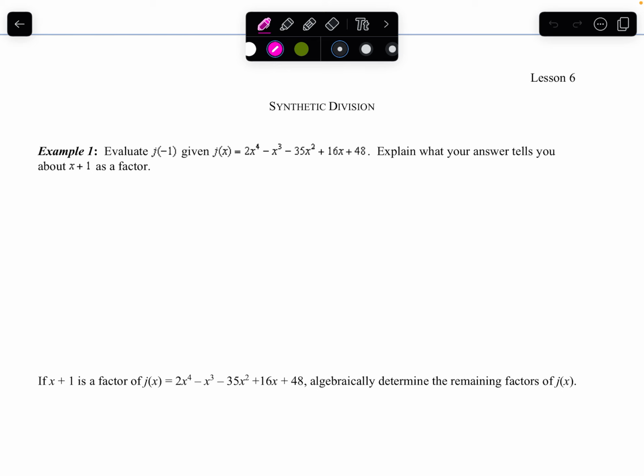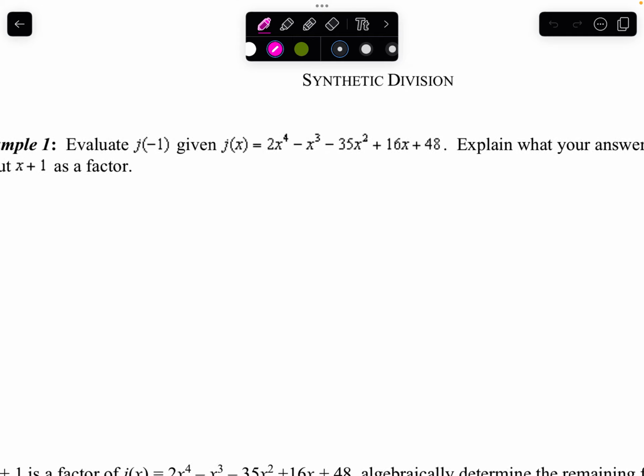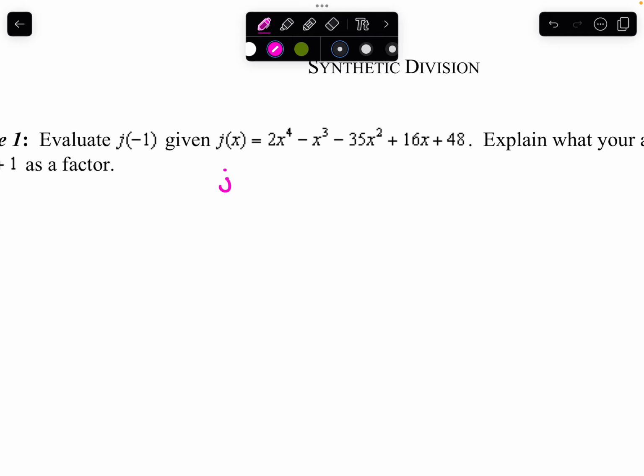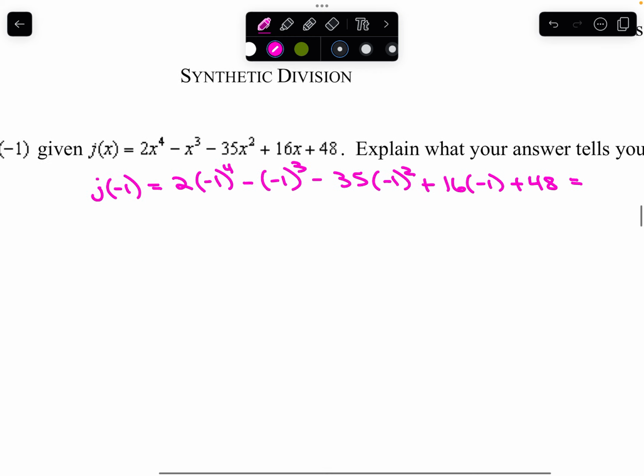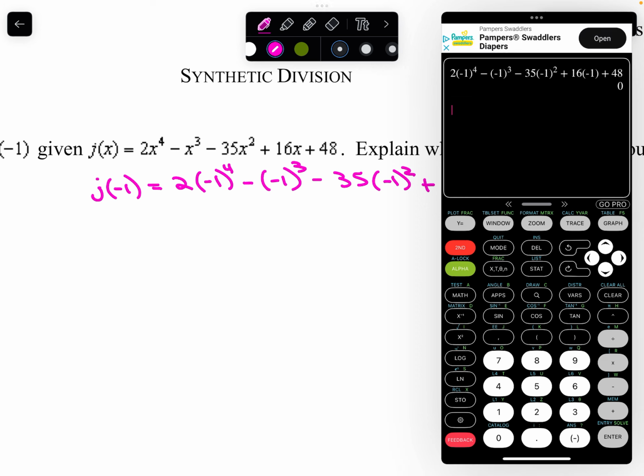Okay, so you were asked to evaluate j of 1. Let's just make this a little bigger here. So what that means to do is to replace every x with a negative 1. When you type this into your calculator, you want to type it in one long string, just like it's shown here. So when you evaluate j of negative 1, you should get back a 0.